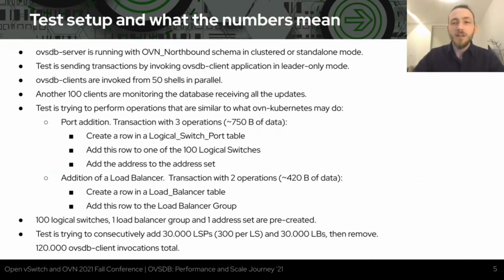Another 100 clients are monitoring the database, receiving all the updates. The test is trying to send transactions similar to what OVN Kubernetes may do. It's trying to simulate the addition of a port and the creation of load balancers. 100 logical switches, one load balancer group, and the address set are created beforehand. And the test is trying to consequently add 30,000 ports, it's 300 per logical switch, and 30,000 load balancers, and then remove all of them. In total, it will be 120,000 OVSDB client invocations.